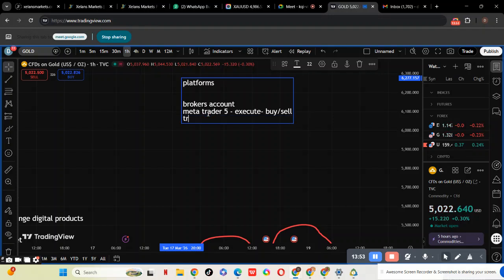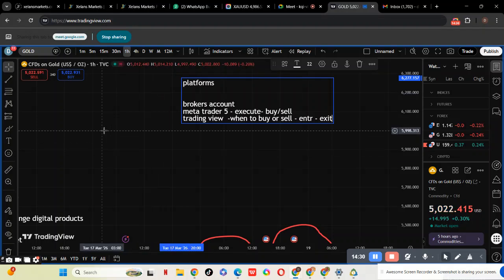Analyzing the market, we do it on this platform we call TradingView. TradingView, this is where we analyze our market. And analyzing the market simply means we want to know when is the right time to buy or sell, when to enter the market, or when to exit the market. So TradingView is a central point. This is the platform that I'm using, the platform that I'm teaching with, this blackboard here. We call it TradingView.